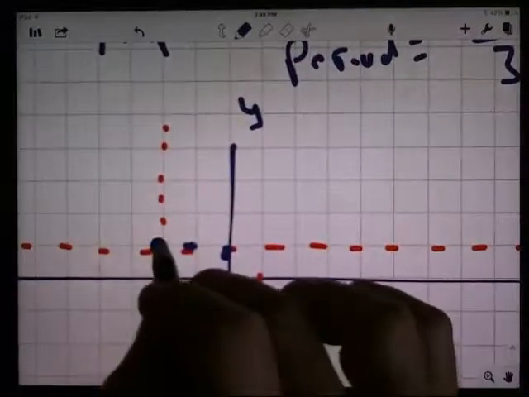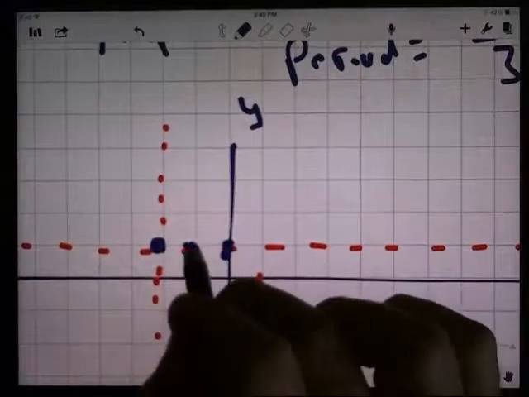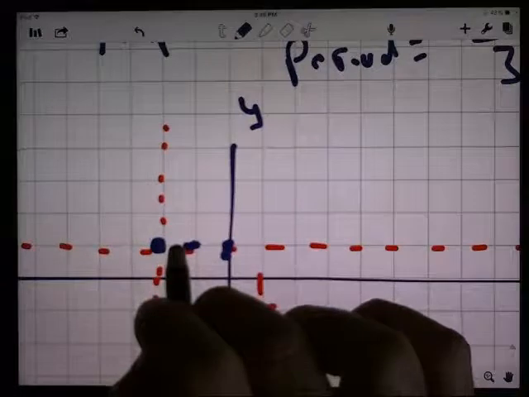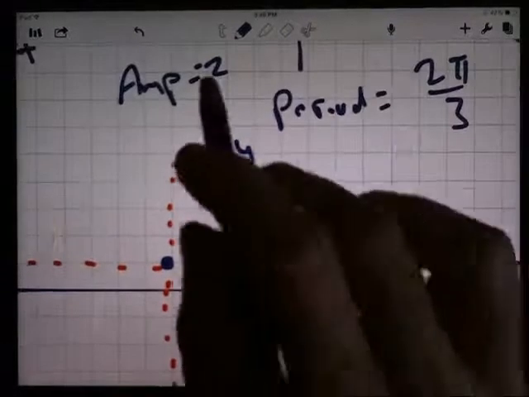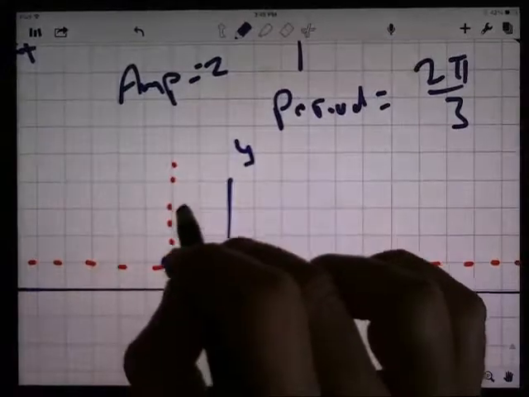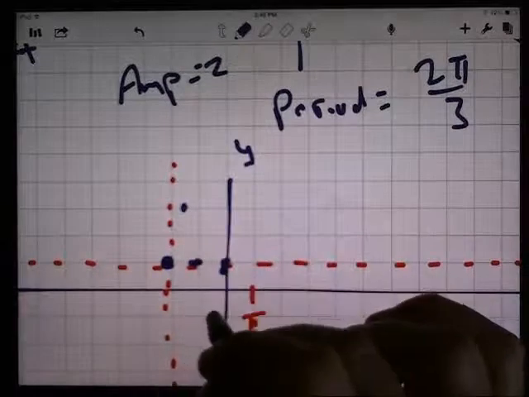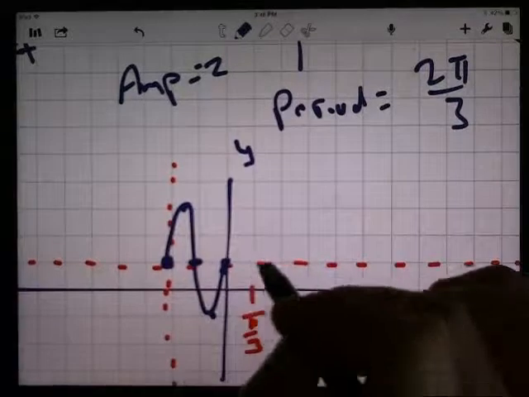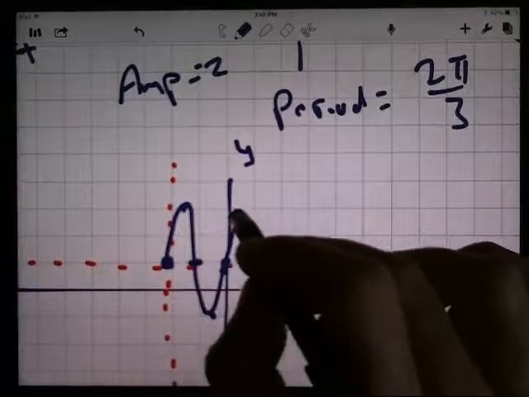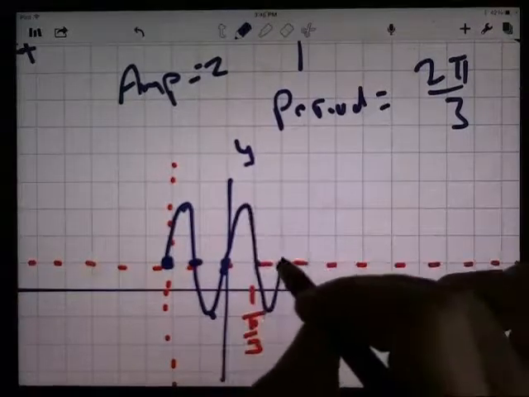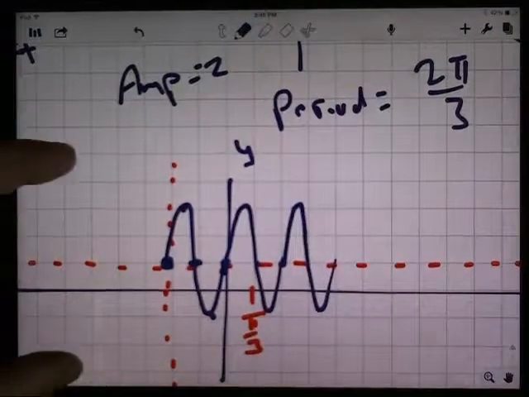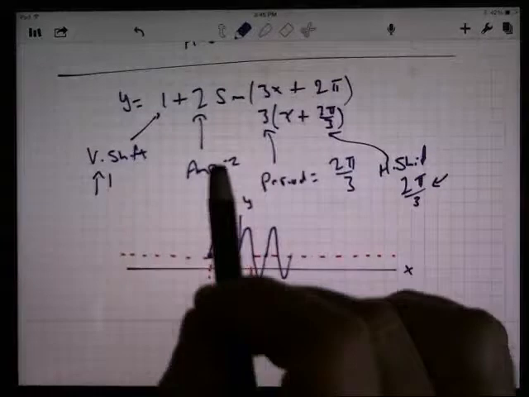That's the beginning of the cycle. That's the end of the cycle. That's halfway in the middle. The 1/4 point has to be up whatever the amplitude is. The amplitude is 2, so from here I've got to be up 2. At the 3/4 point I've got to be down 2. And then repeat. And there you have at least a few cycles of this thing right there.